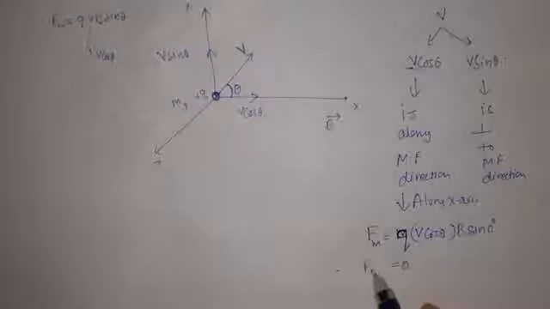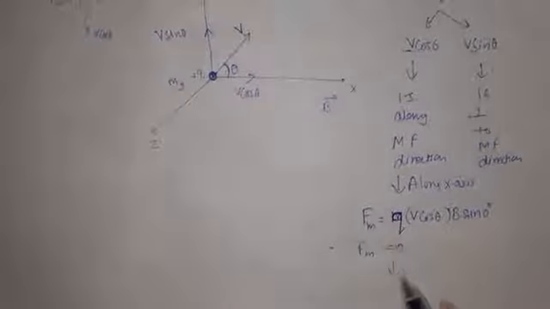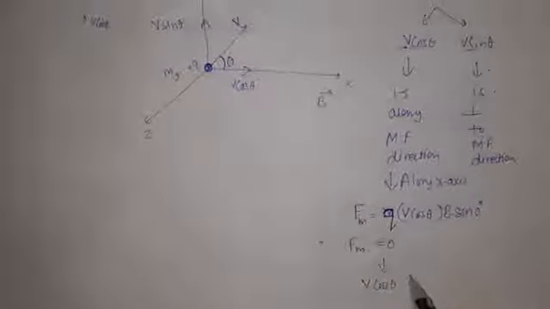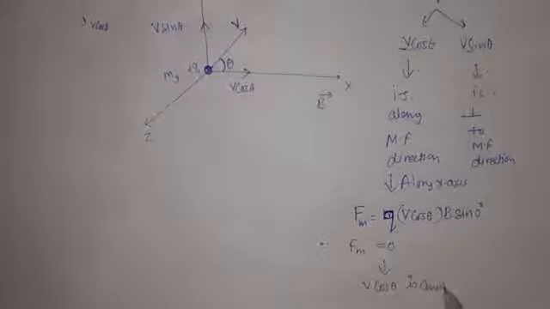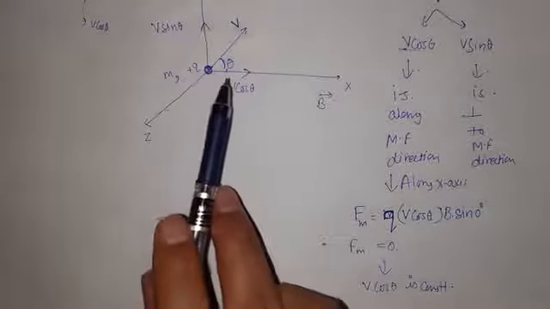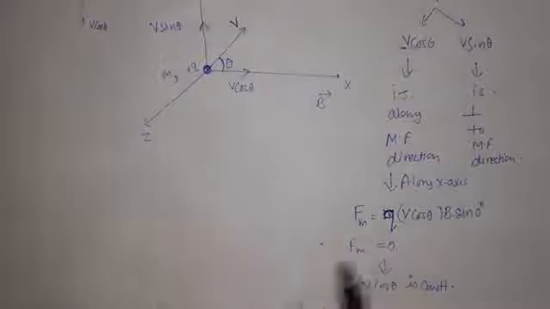So there is no magnetic force. It means this v cos theta is constant. So its velocity will not change when it is going along this magnetic field direction, and there is no magnetic force exerting on it.